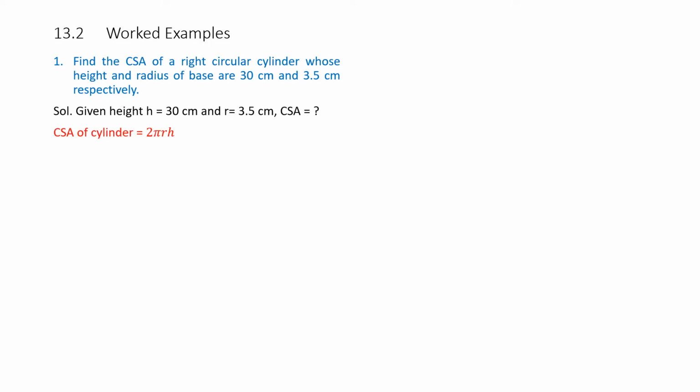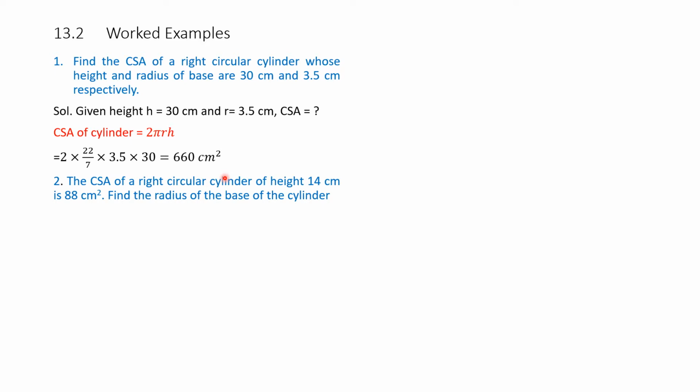CSA of a cylinder is given by the formula 2 pi r h, where r is the radius, h is the height, and 2 pi is a constant. Therefore, substituting the values of r and h, we get CSA of the cylinder equals 2 into 22 by 7 into 3.5 into 30, which is equal to 660 centimeter square.